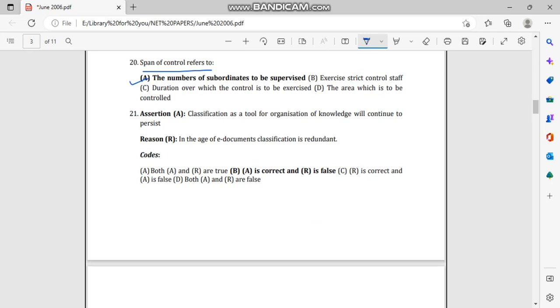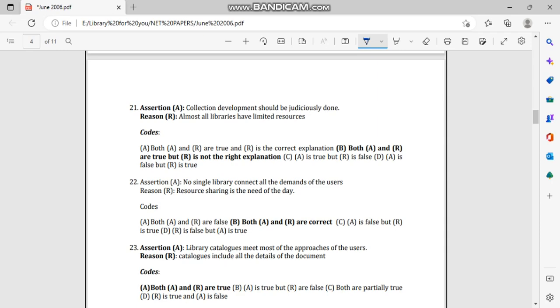Assertion: Classification as a tool for organization of knowledge will continue to persist. Reason: In the age of e-documents, classification is redundant. That is, A is correct and R is false. Assertion: Collection development should be judiciously done. Reason: Almost all libraries have limited resources. Both A and R are true, but R is not the right explanation.